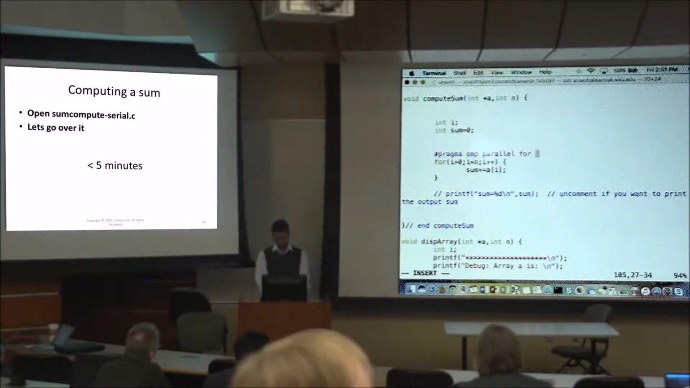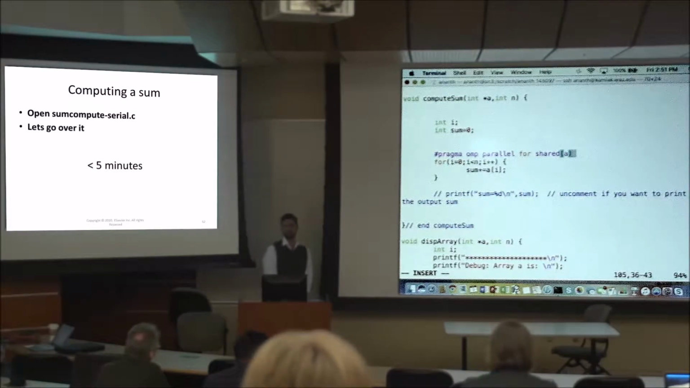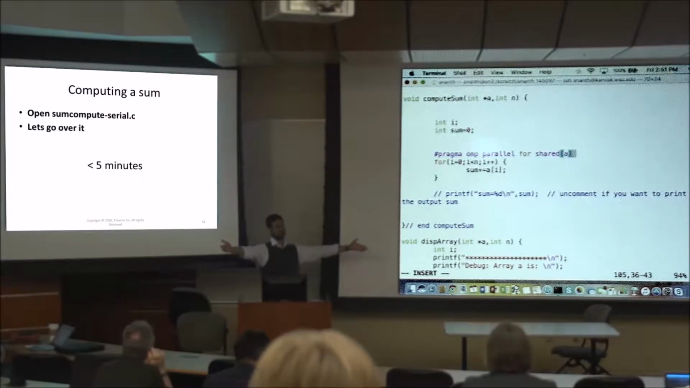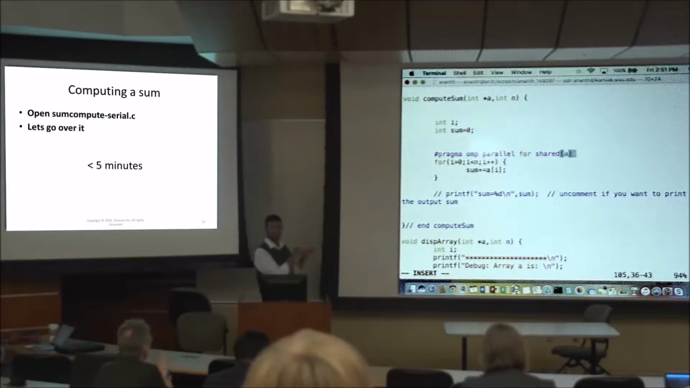So pragma OMP parallel for, and here A is an array, right? It's a variable that's being used, but it's an array. So I have to say A needs to be shared, right? Because it's visible to all the threads. They need to be accessing the same array. But it's good because it's doing it in read-only mode. It's not changing the values of that, yeah.